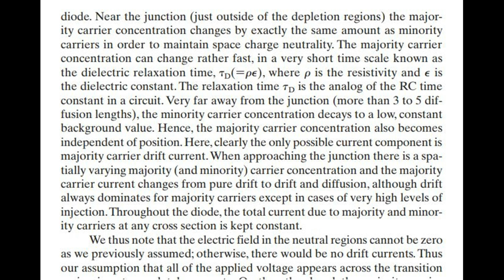Throughout the diode, the total current due to majority and minority carriers at any cross-section is kept constant. We thus note that the electric field in the neutral regions cannot be zero as we previously assumed, otherwise there would be no drift currents. Thus our assumption that all of the applied voltage appears across the transition region is not completely accurate.